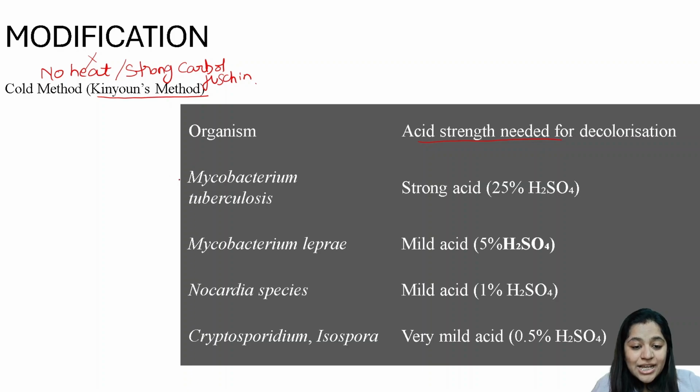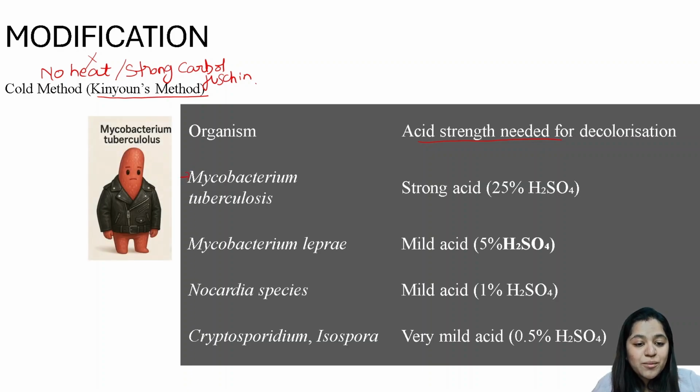Understand it like this. Your Mycobacterium tuberculosis. Mycobacterium tuberculosis has a very thick layer of mycolic acid. This jacket is like the mycolic acid which is extremely thick. So to remove this, we will be needing a strong acid. So its acid tolerance is more. Okay?